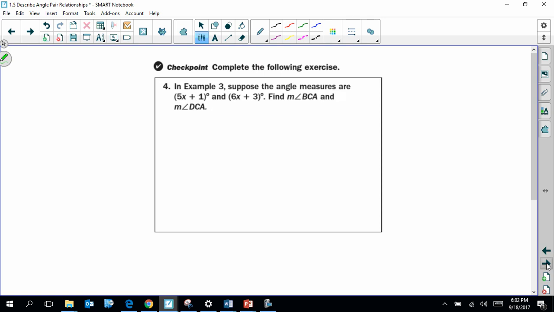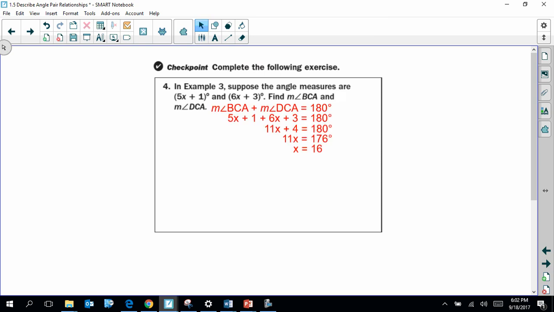Alright, so hopefully we have a good answer here for the measurements of our two angles. Now I'm going to set this up the exact same way that our previous example did, where I'm going to say the measurement of the two angles have a sum of 180 degrees.